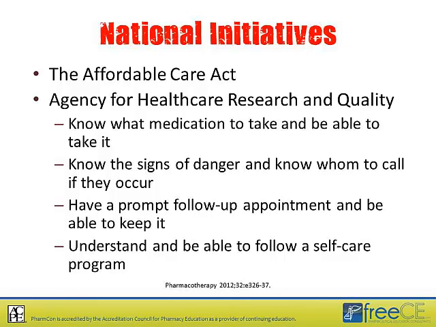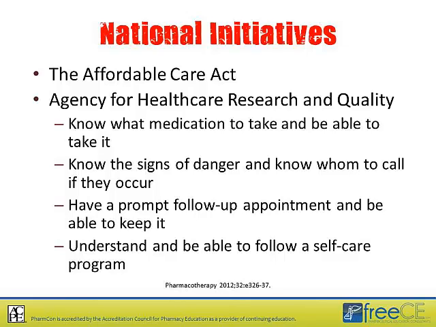Certainly a community pharmacist could be a huge part of helping with this triage issue, as they really are the most accessible healthcare provider. The next goal is to have a prompt follow-up appointment and be able to keep it. I think probably within a week or 2 weeks after discharge is an important goal for us to think about in patients who are transitioning from inpatient to outpatient. And then understand and be able to follow a self-care program.